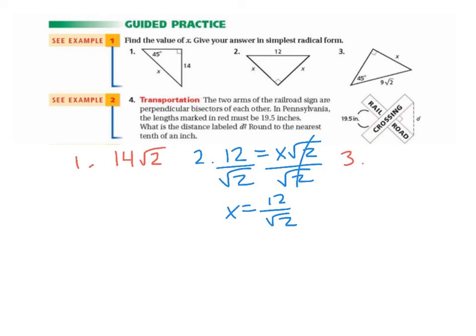Number 3. It'd be 9 square root 2 over square root 2. But would they just cancel? They cancel out. So it would just be 9.